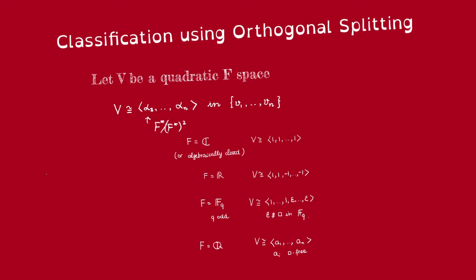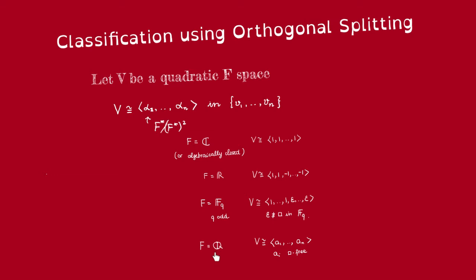So for example, over C, or any algebraically closed field, every alpha i is a square, so V is going to be isomorphic to this. Over R, we have two classes, so an element of R is either a square or it's going to be a negative element, so we have two representatives of the cosets of squares. Similarly, over a finite field of odd size, we also have two classes.